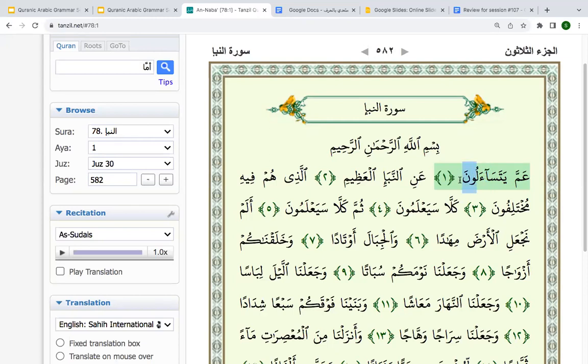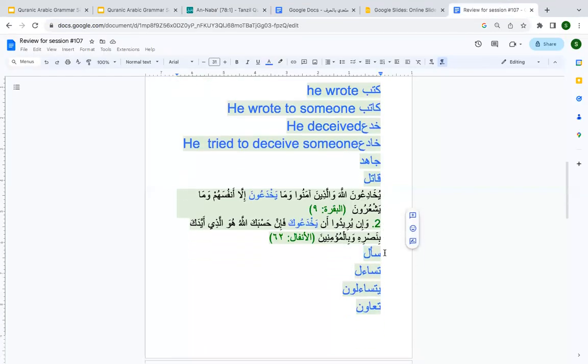Don't worry about this part, okay? So, yatasa'aluna, here you are going to get the meaning 'each other'. He's not just asking, he's asking some other party; they are asking one another. Is it clear, my dear sisters, that adding ta and alif, it's basically the alif, has added musharaka between the two parties? I hope it's making some sense.